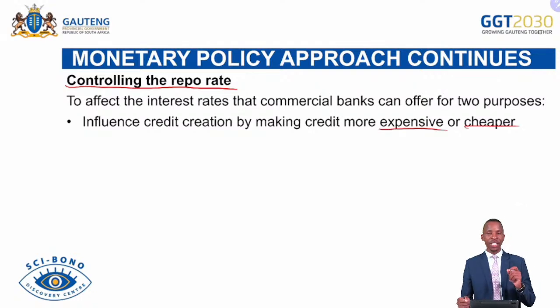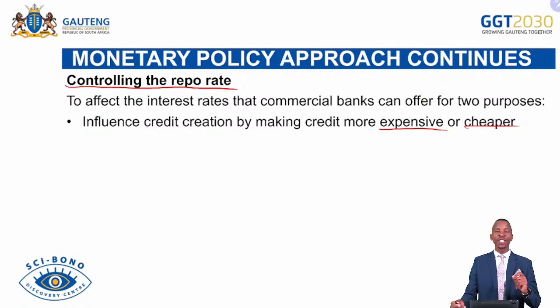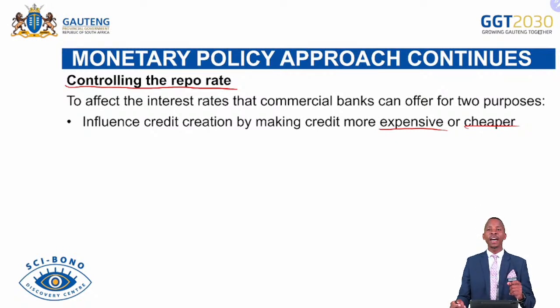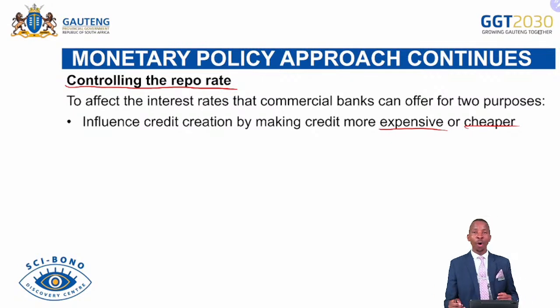So if ever the interest rate has been increased, credit becomes expensive, fewer loans will be taken, there will be lower demand for goods and services. And then if ever the interest rate has been lowered, that will mean other interest rates will also decrease. That will lead to more credit creation. People will be borrowing more money from commercial banks, and also commercial banks will borrow more money from the Reserve Bank, which will increase the quantity of money in the economy or in circulation.